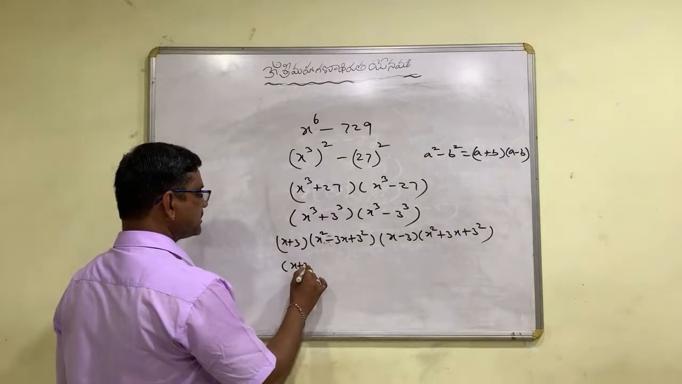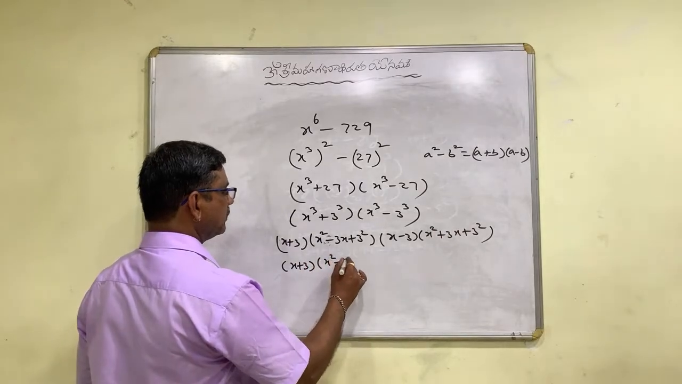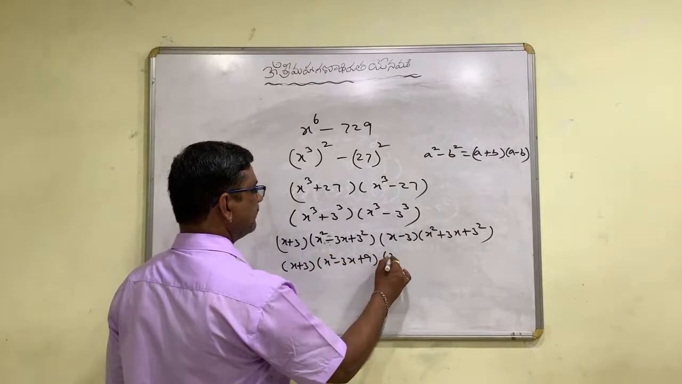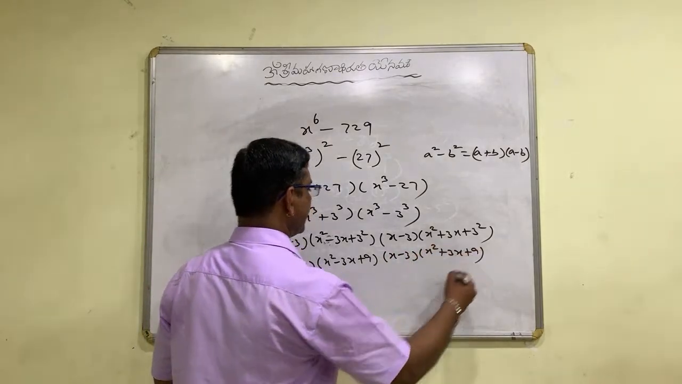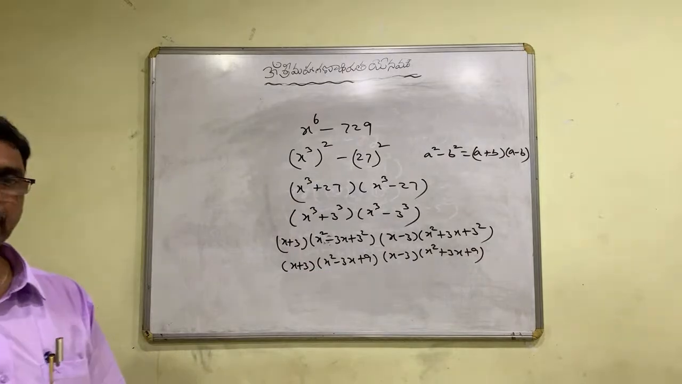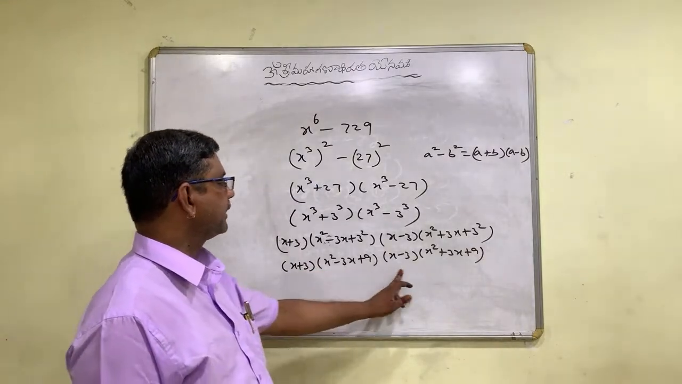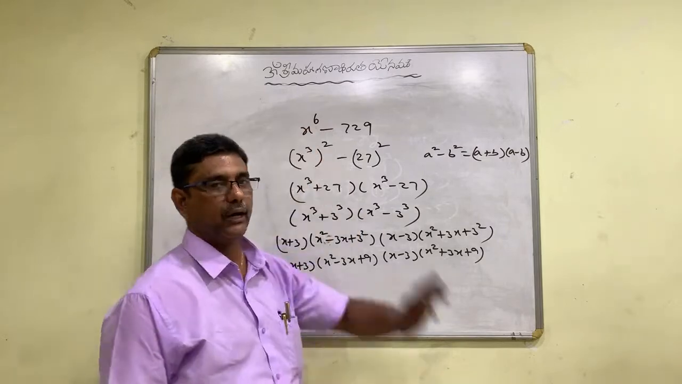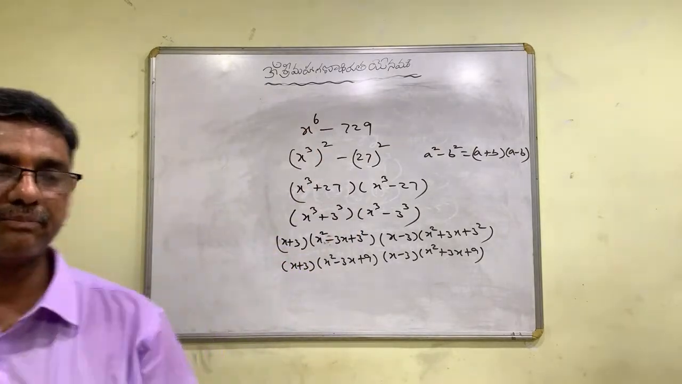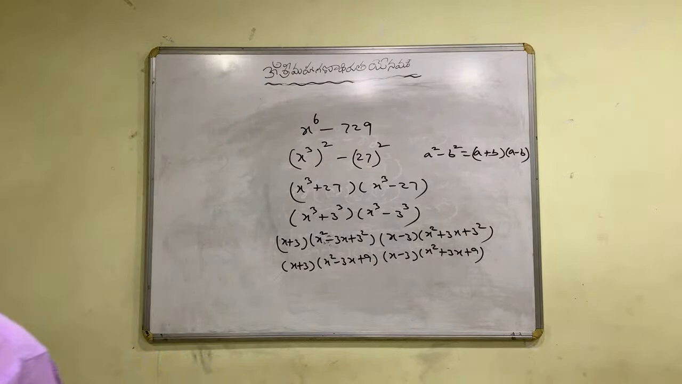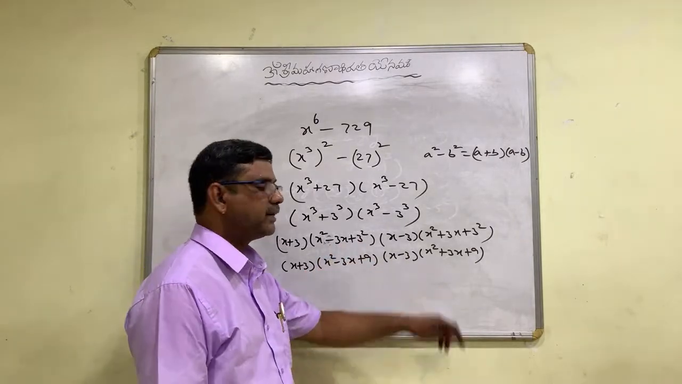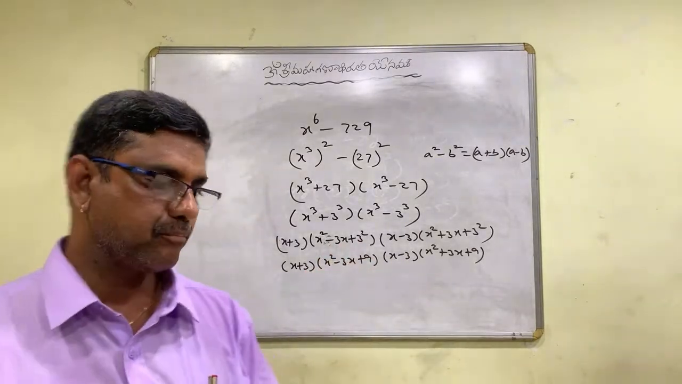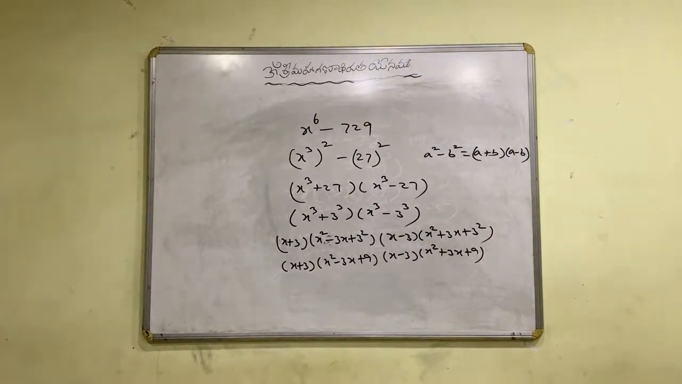So the result is x plus 3 into 9, x minus 3 into 3x plus 9. Okay? So these four, 1, 2, 3, 4, are the factors of this polynomial. Understand, children? If you want, you can take a screenshot. A plus b into a square minus ab plus b square. A minus b into a square plus ab plus b square.